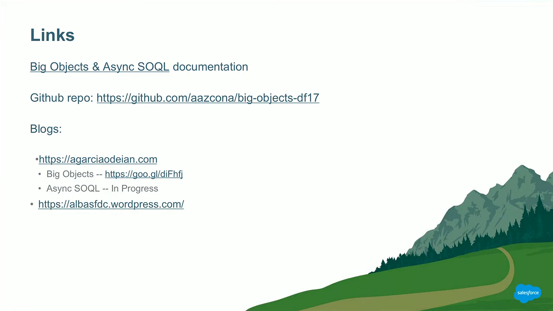Links, the documentation. You can also have a GitHub repo with every single thing that we show here. The big object records, the custom one, the Lightning components, the JSON in order to run the Async SOQL. Every single thing is there. And also our blogs, where we are talking about big object and Async SOQL. We have already some of them released, another in mind.